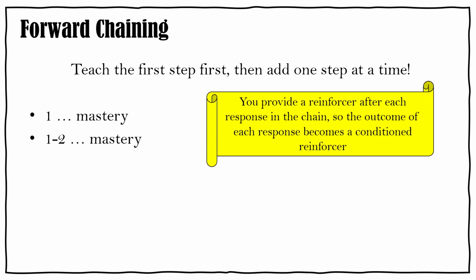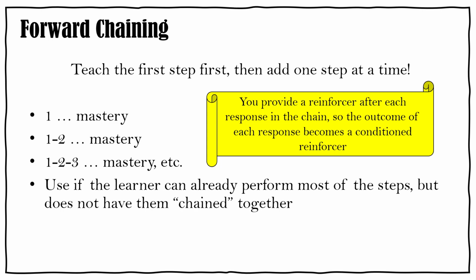Got 1, then you teach 2. To master, you prompt 2. So now the kid is saying 1, 2. Then you teach 3. The kid is saying 1, 2, 3, and so on. And so when you provide a reinforcer after each step, what happens is the outcome of each response becomes a conditioned reinforcer, and therefore it moves the chain forward.